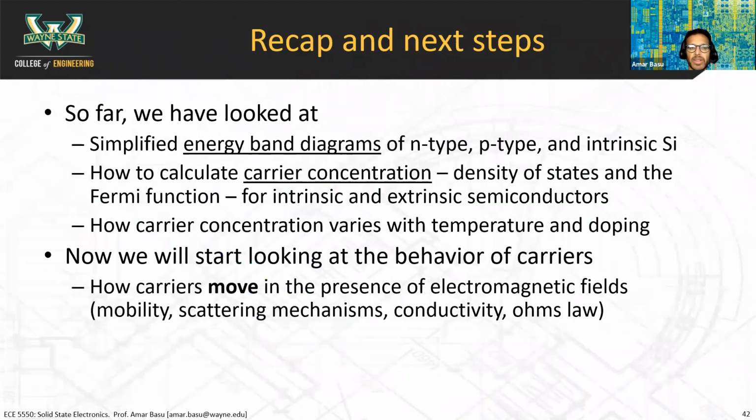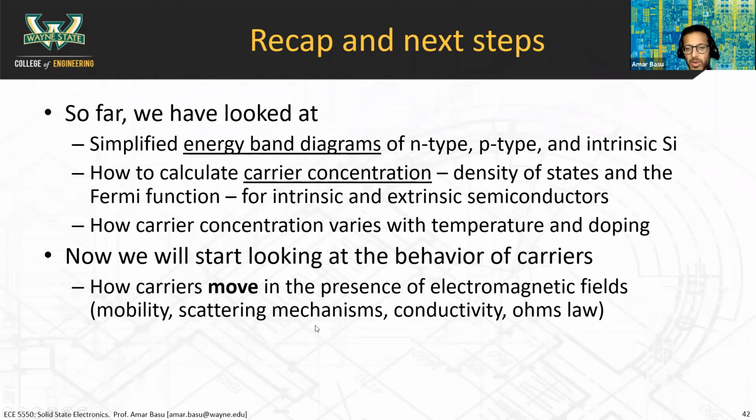All right. So thus far, to recap, we've looked at simplified energy band diagrams of N-type and P-type intrinsic semiconductors. We've calculated carrier concentrations. Now you know how to calculate carrier concentrations. You know how to draw energy band diagrams, and you know how to relate the two together. So next time in class, we're going to start looking at the behavior of carriers, how carriers move in the presence of electromagnetic fields, and basically how you get electrical current.